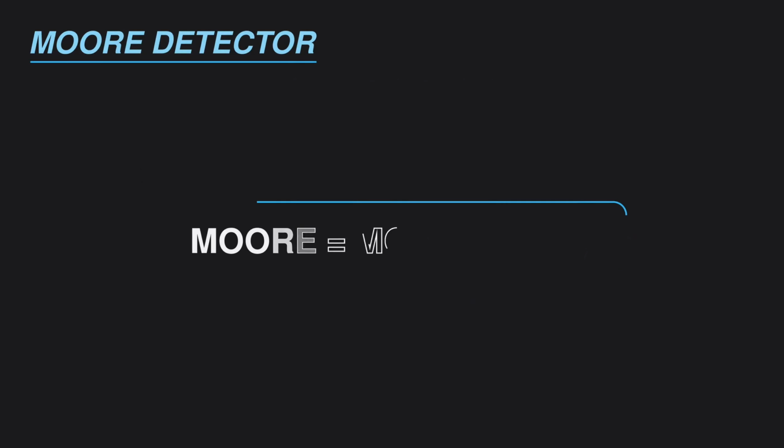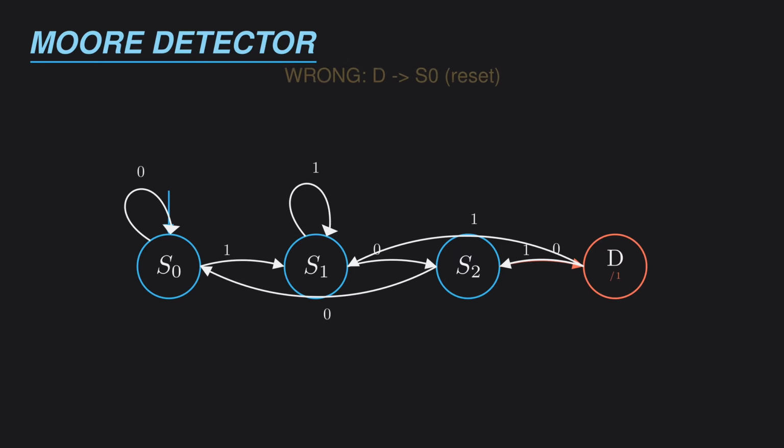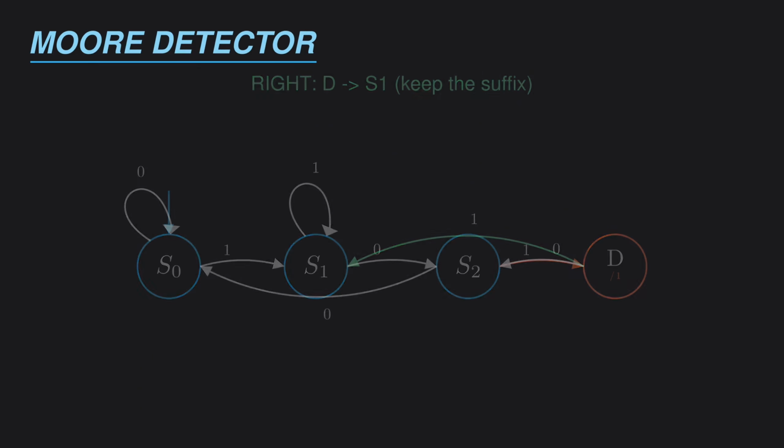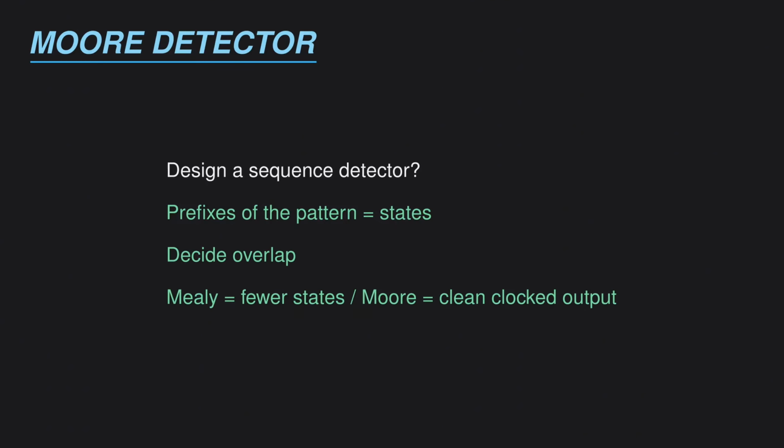More equals more states. Now the common mistake, and it is a costly one: in the overlapping case, people send the machine back to the start state after a detection. But that throws away the trailing one, and you miss the overlapping matches. So always ask where the useful suffix of the pattern leaves you. So when an exam asks you to design a sequence detector, immediately think the meaningful prefixes of the pattern are my states. Then decide overlap. Then choose Mealy for fewer states or Moore for a clean clocked output.